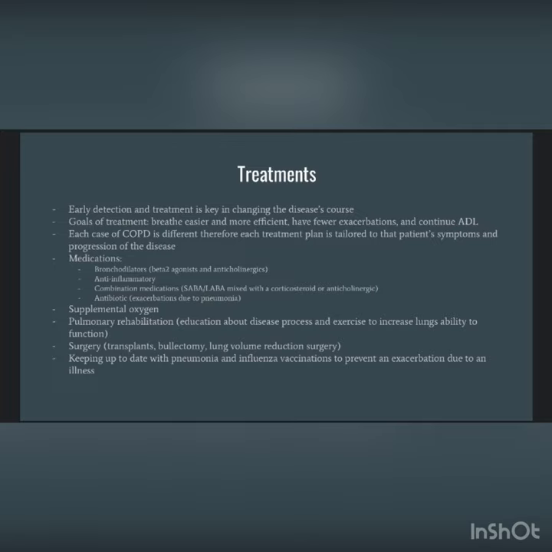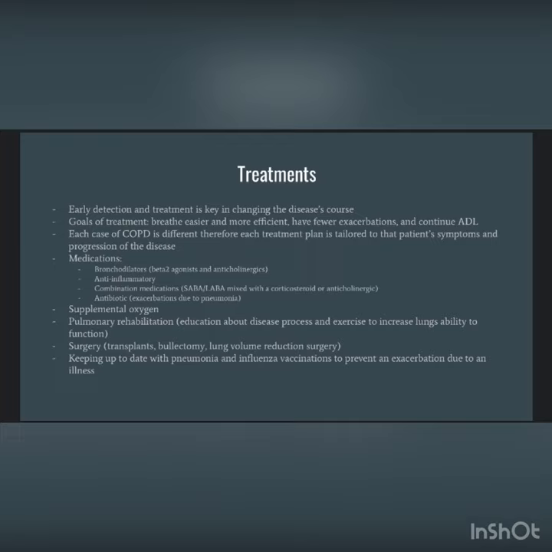COPD is a chronic disease, so there's no cure for it. However, early detection and early treatment can prevent further progression of the disease and the deterioration it causes to other lung tissues. Some medications that can be used are bronchodilators like albuterol, treatments for acute exacerbations. They can use corticosteroids and other anticholinergic bronchodilators as well.